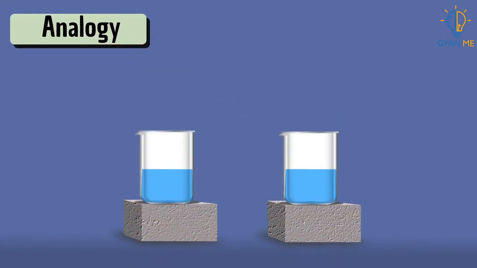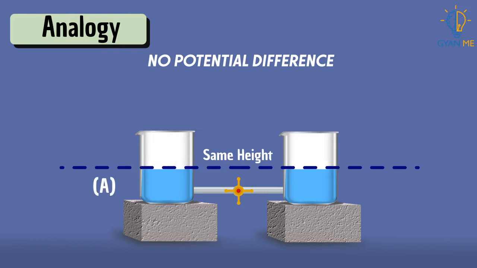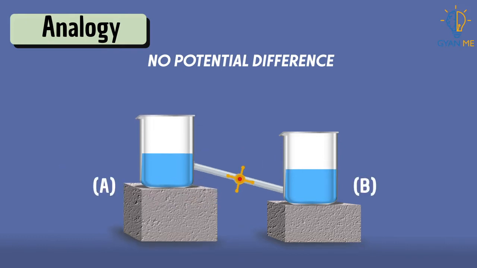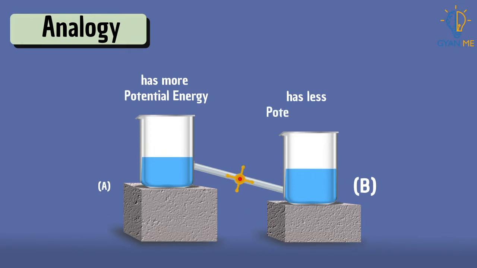Just as water in a perfectly horizontal tube connecting two containers at the same height does not flow because there is no potential difference between them. Now if a container A is held higher than container B, container A has higher potential energy than container B. So water flows from A to B due to the difference in their potential energy.